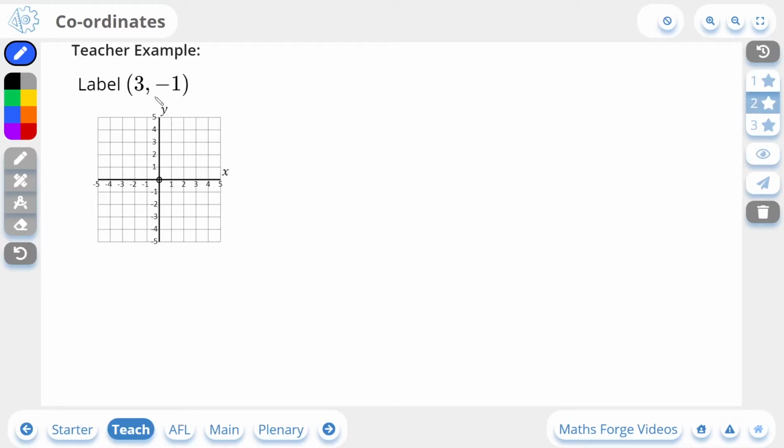Here we're being asked to label (3, -1) on this grid. So 3 is going to be the x coordinate. The values to the left are always going to be the x coordinate. And to the right, there's -1. This is going to be the y coordinate.